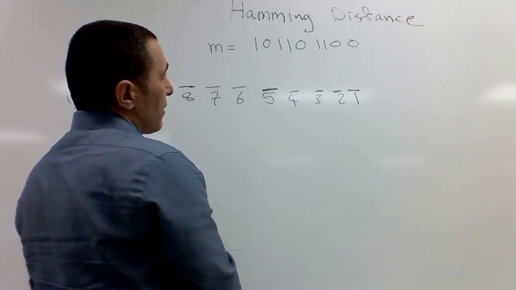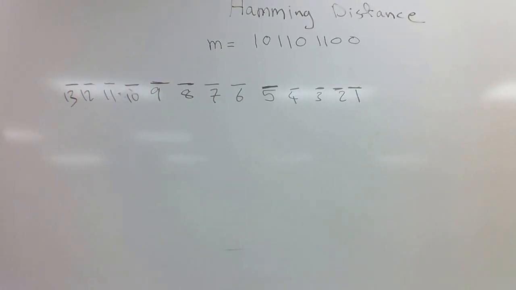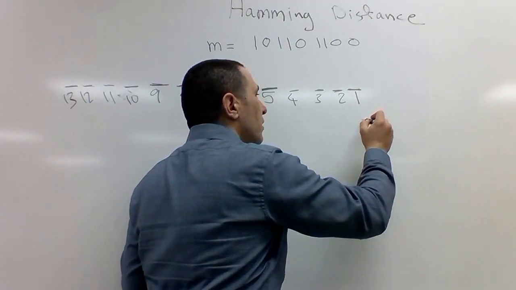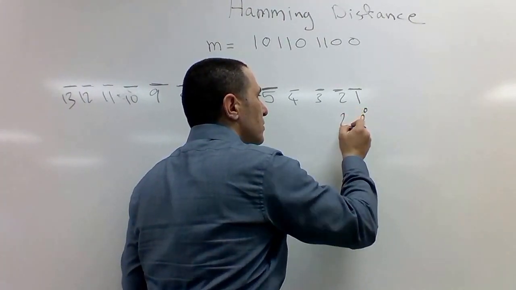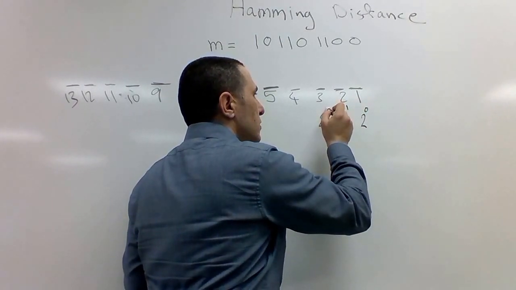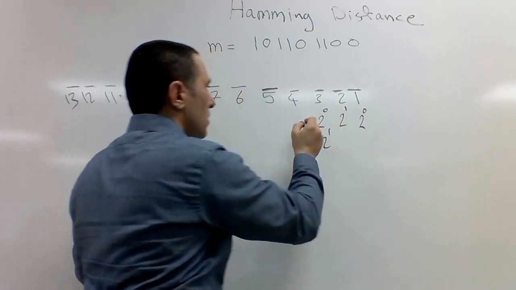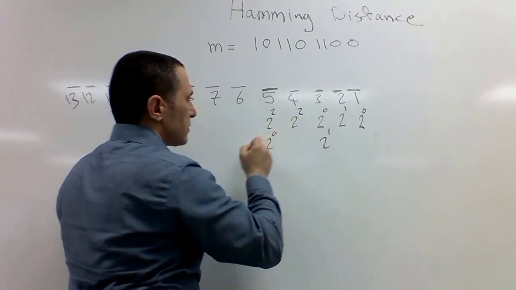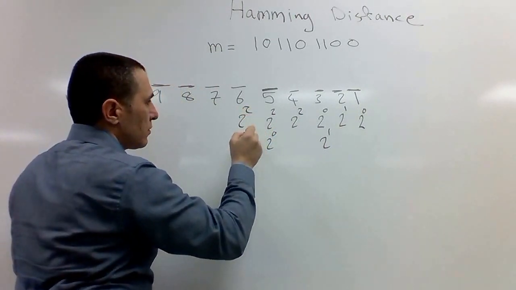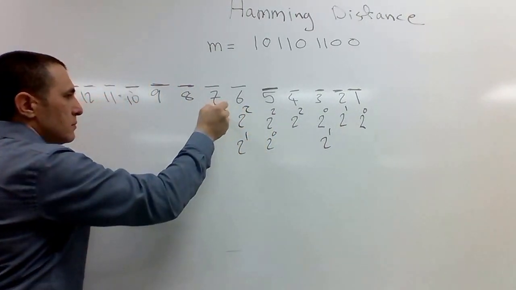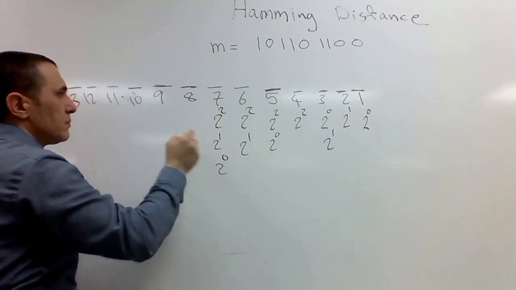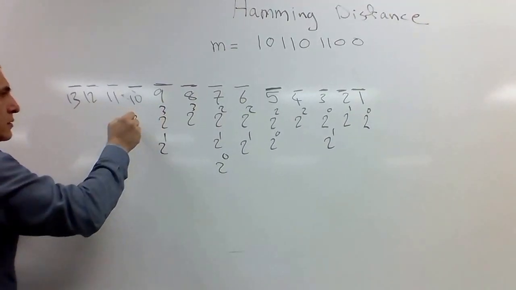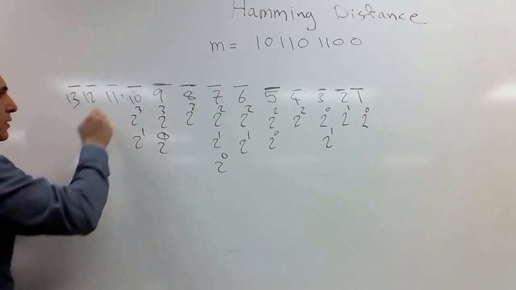So how do I pick the R bits, the redundant bits? 1, 2, 4, 8. I have to factorize to the power of what? 2 to the power 0, 2 to the power 1, plus 1, power 2, 2 to the power 1. Let's see. 0 and 1.